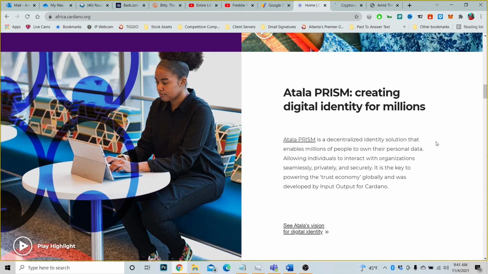Atala PRISM is a decentralized identity solution that enables millions of people to own their personal data, allowing individuals to interact with organizations seamlessly, privately, and securely. It is the key to powering the trust economy globally and was developed by Input Output for Cardano.